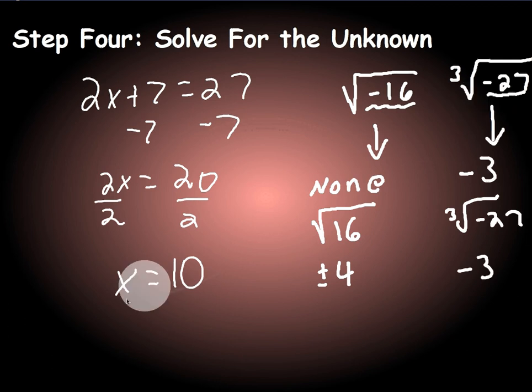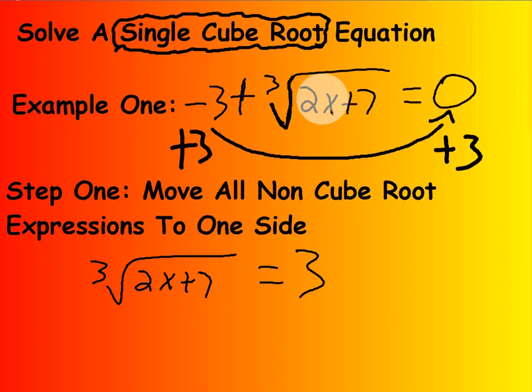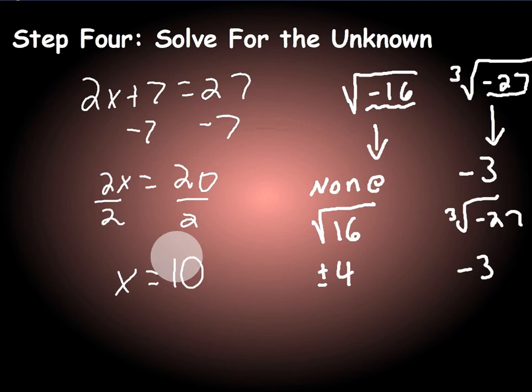There is another step you could do here. You could take that 10, plug it back into the equation to make sure it works. You'd have -3 plus the cube root of 27, which is +3, and indeed that does equal 0. Anyway, I'm not going to keep you any longer. That's it for the first example of solving single cube root equations. If you have any other questions about this, let me know.